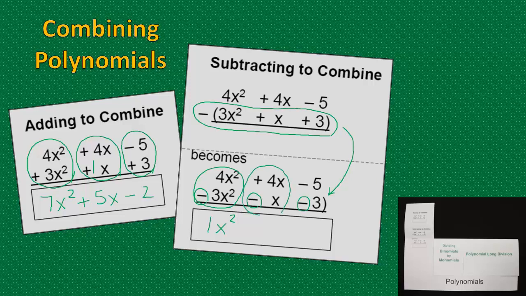Next, we have 4x minus x. That's an invisible 1x again. So 4x minus 1x is 3x. That's a positive 3x. And this time we have negative 5 minus 3. If we start on the number line at negative 5 and we go 3 to the left, we'll end up at negative 8. So this final answer is 1x squared plus 3x minus 8.